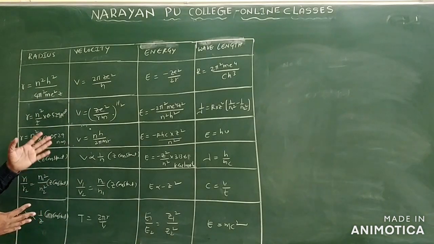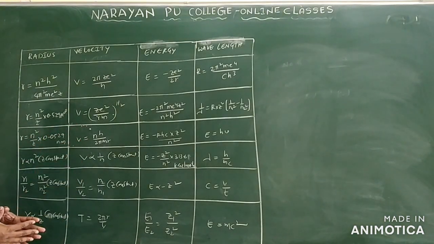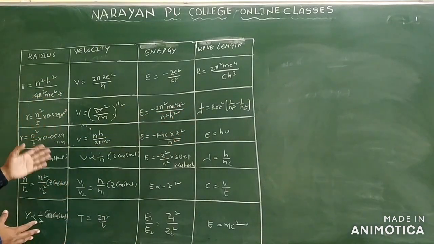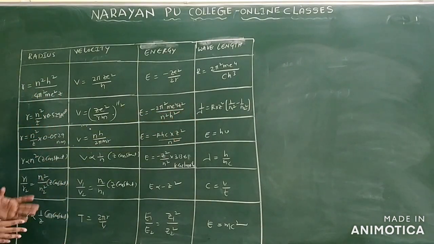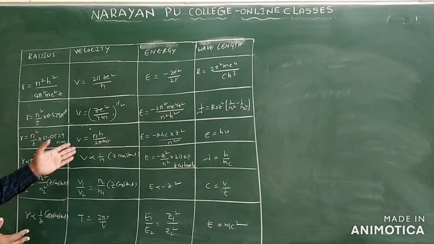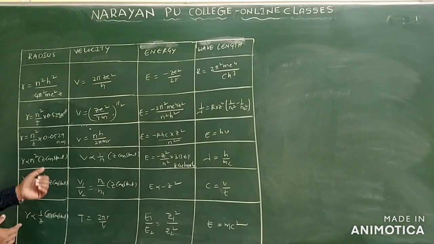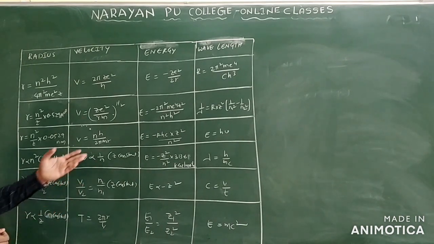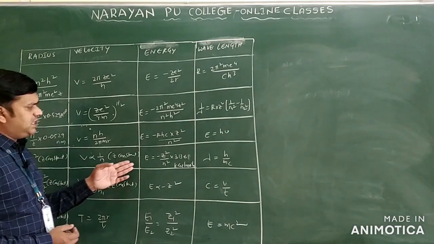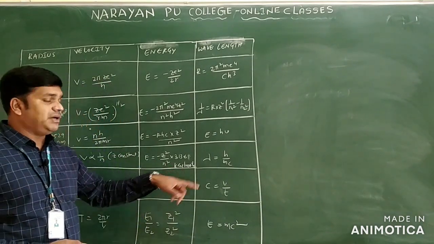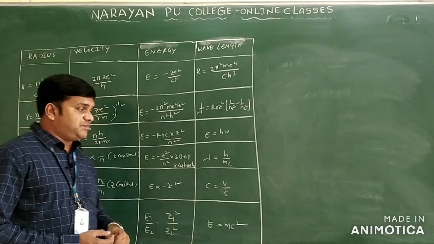The next one we have is the radius of the nth orbit, velocity, energy and wavelength. Next we have the radius of the nth orbit in nanometers, velocity, energy, and the E is equal to h nu formula. Radius of the nth orbit is directly proportional to n square, Z is constant. V is inversely proportional to n, Z is constant, and energy is minus Z square by n square into 313.6 kilocalorie per mole. Lambda is equal to h by mc.